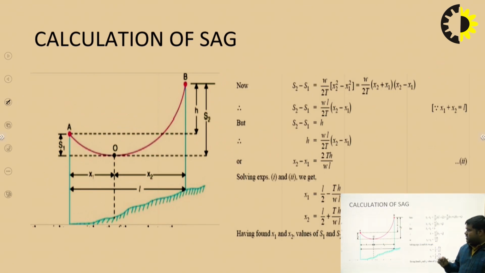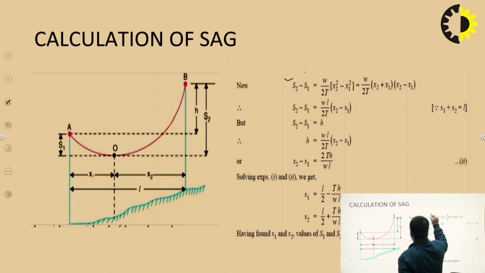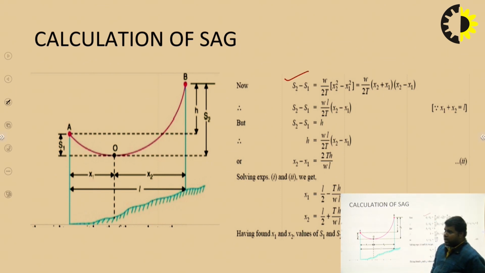So the heights from level A and B. So the sag calculation from the point A and the B. H2 minus H1 equal to W by 2T (X2 square minus X1 square) equal to W by 2T (X2 plus X1)(X2 minus X1).